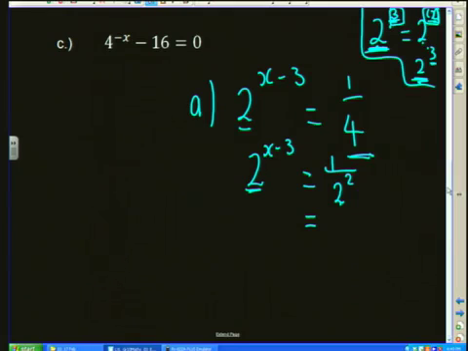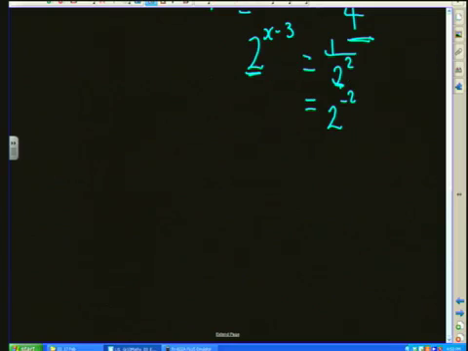So 1 over 2 squared, my base is not yet 2. I've got to rewrite that 1 over 2 squared, and if I rewrite that, it's going to be 2 to the power of negative 2. All I'm doing is simply rewriting that with just a base of 2. So now I end up with 2 to the x minus 3 is equal to 2 to the negative 2.